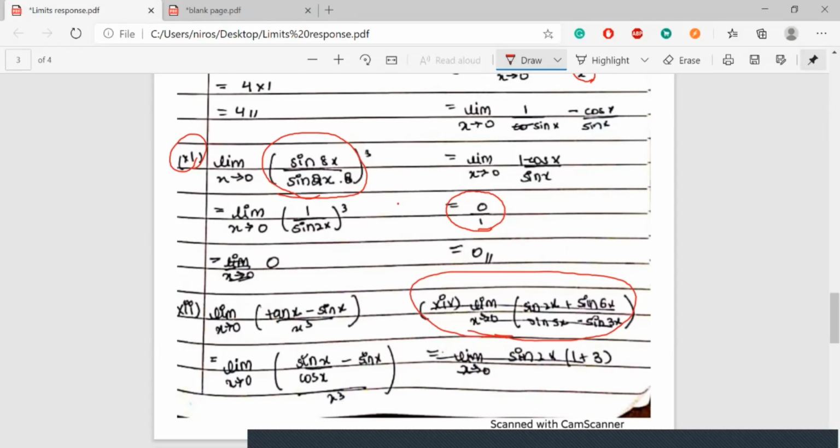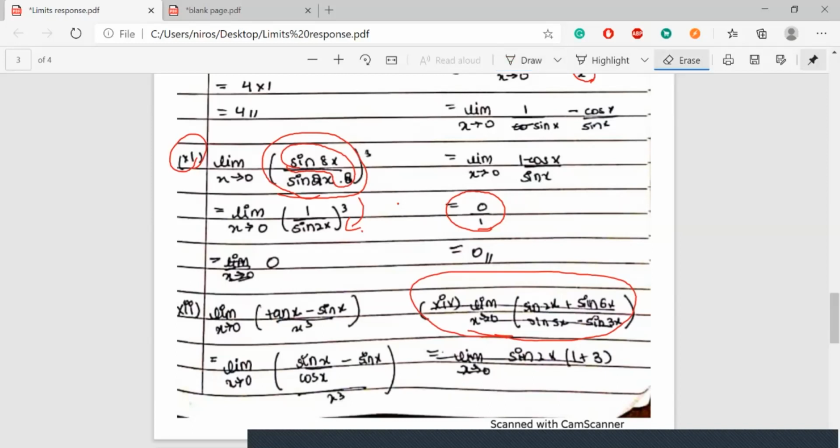I thought the formula was sine x by x, that's why I did it like that. Yes, sine x by x we have, but there is no x in the bottom, right? Okay, you have written 16x as 2x into 8. From here to here, how did you get sine 8x by sine 2x into 8 as 1 by sine 2x? I thought sine 8x by 8 is equal to 1. That's why I wrote it as 1 by 8 sine 2x.